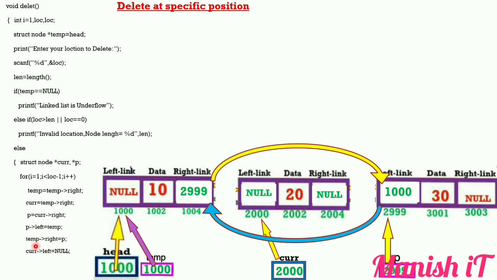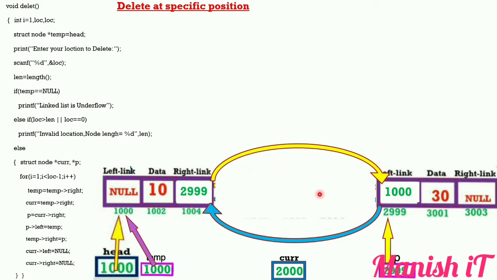So by programmatically, whatever I have written here, that's all I have told. Now suppose this node has to be deleted. How does it look? See this, it is deleted.